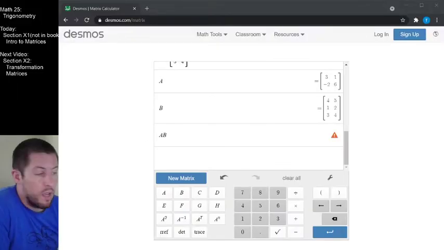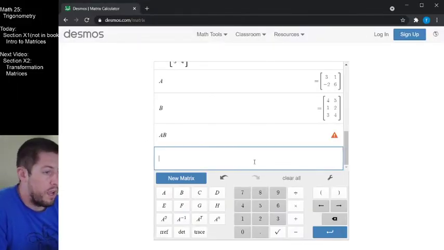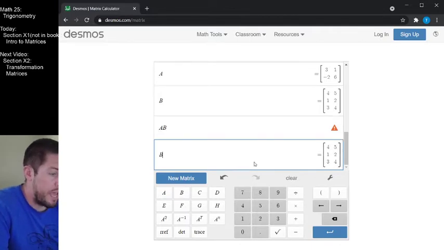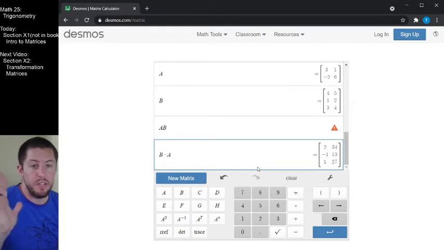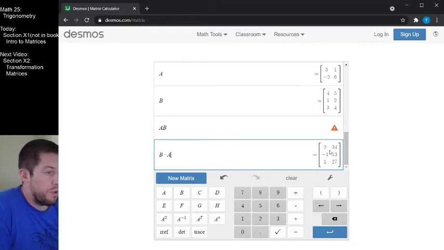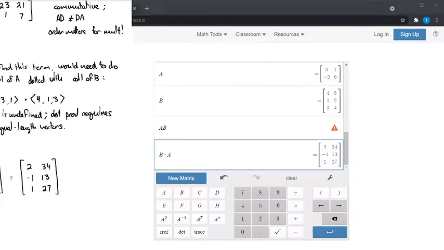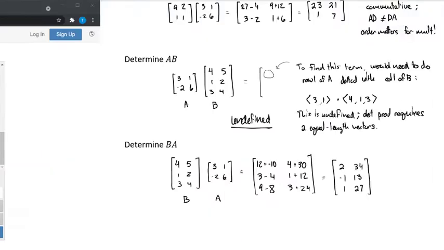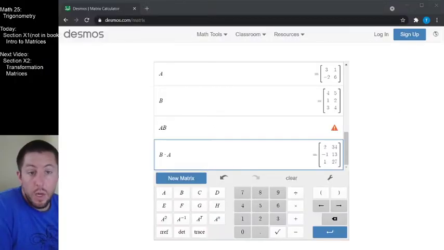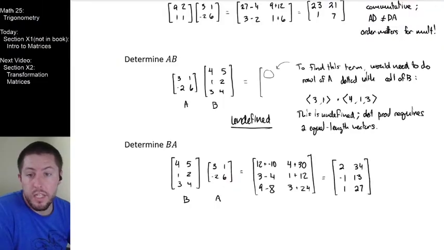So over in Desmos, I'm going to click on my new slot here, and we want to check out what's B times A. And what do you know? It is giving us a matrix that has 3 rows, 2 columns here. And what are our numbers? 2, 34, negative 1, 13, and 1, 27. So it looks like we got the exact same result as Desmos got from doing B times A.